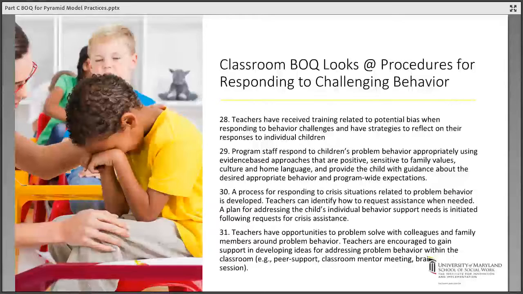And then the teachers have the opportunity to problem solve with colleagues and families around this problem behavior. So having that time to reflect and gain support through the formal coaching process, but also just through your peer support, mentoring, and family sessions is really important.